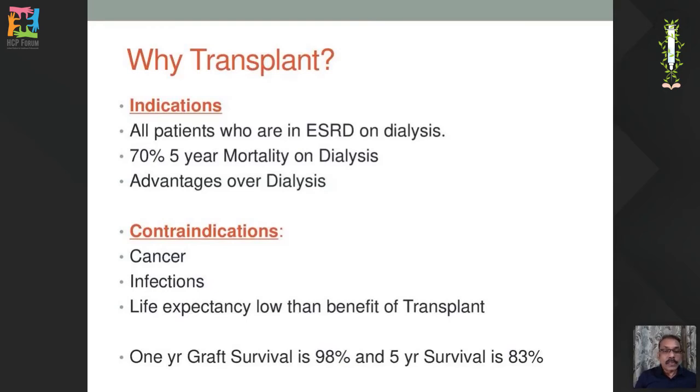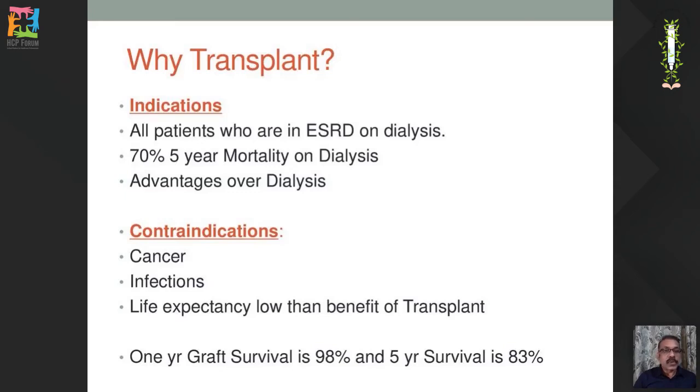So why do we take the patient for transplant? There is good clear-cut evidence that all the patients who have end-stage renal disease, that means the GFR is less than 15% and they cannot have any excretory function, are all potential transplant candidates. And despite the alternative of dialysis, transplant is still considered because it changes the quality of life and the survival benefit is higher than dialysis.